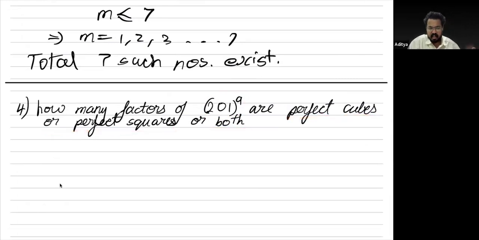So everything is allowed. Either it's a perfect cube or it's a perfect square or it's both. Just make sure that you're not double counting, like considering a number as a perfect cube, also as a perfect square, and also as a perfect sixth power, and counting the same number again and again. Instead, just find how many factors of this number are either perfect cubes or perfect squares or both.